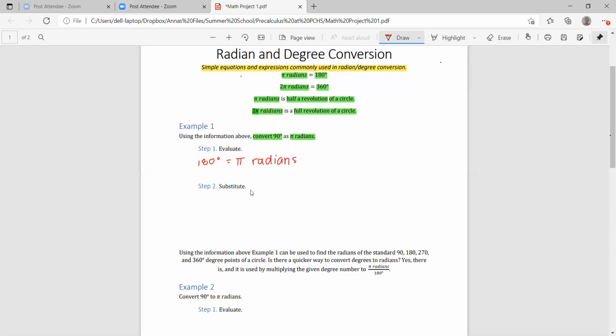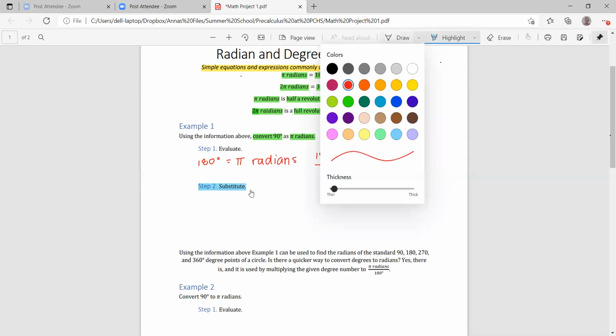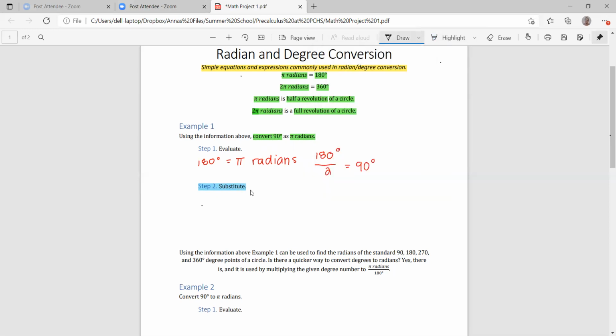And 90 degrees is half of 180 degrees. So what can we do? We're going to write 180 degrees over 2 is equal to 90 degrees. So now we're going to go down, and we're going to do step 2. And we're going to substitute what we know in this equation that we have. So we're going to write 180 degrees again over 2 is equal to 90 degrees.